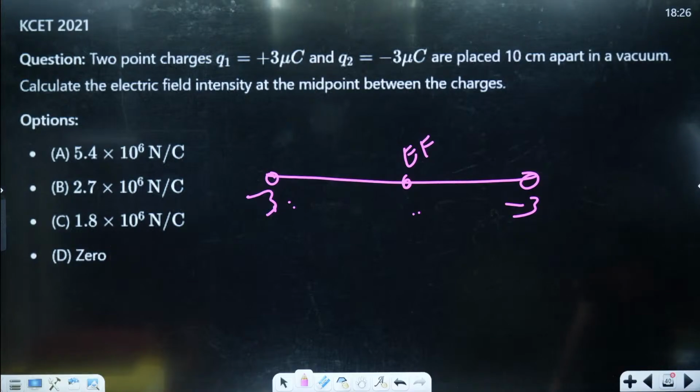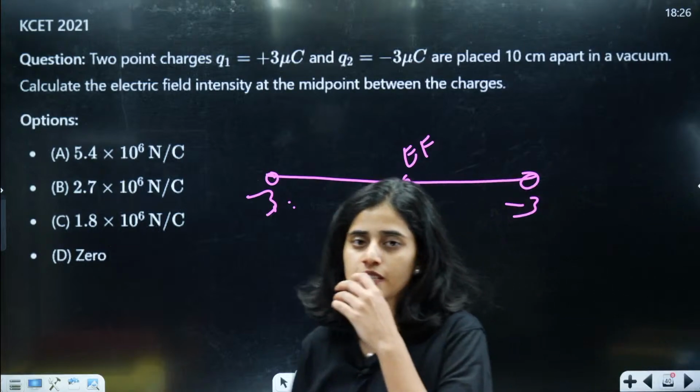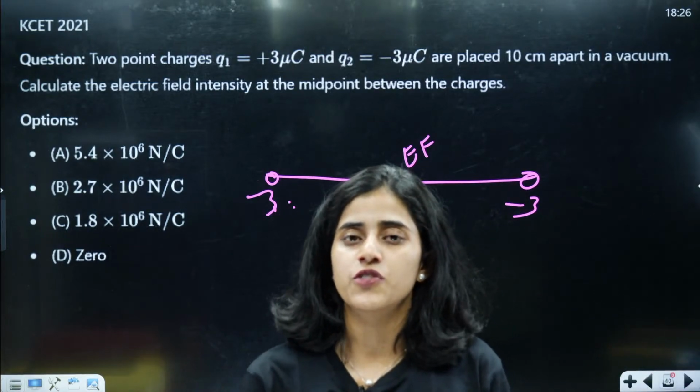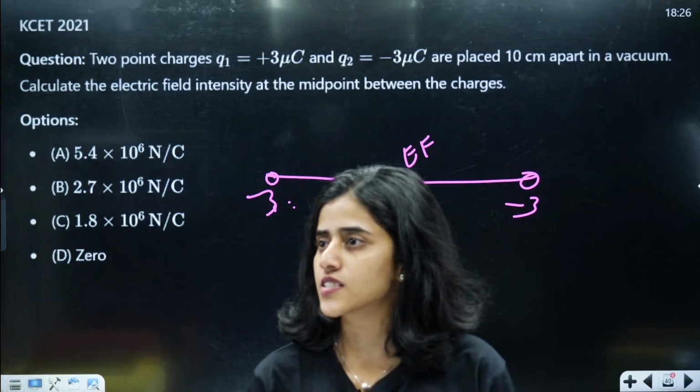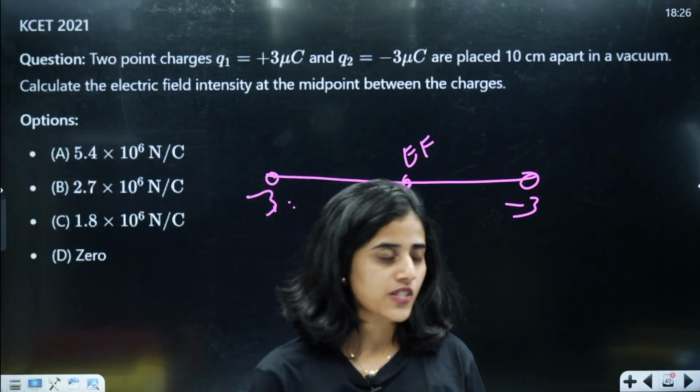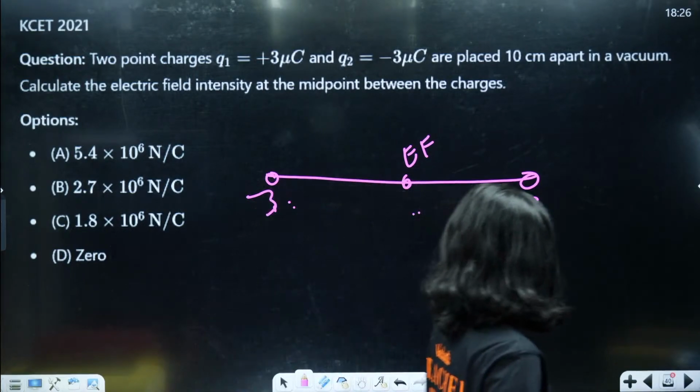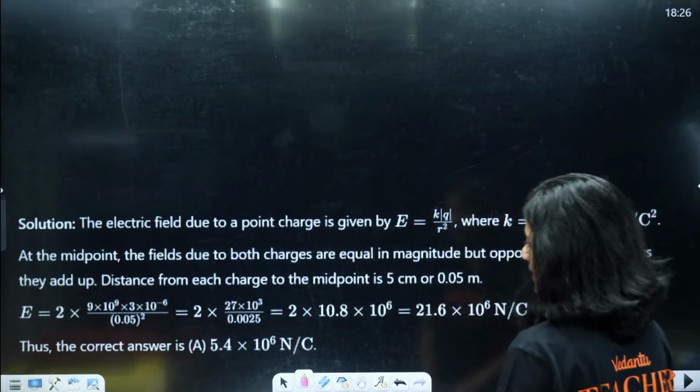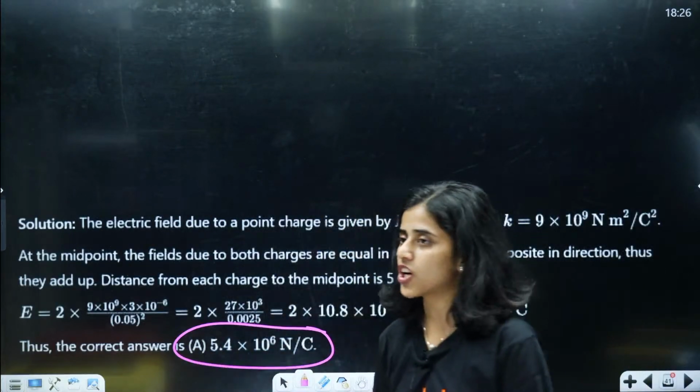Okay, Gautam says it's option A. Option A. Okay. How many of you say it's option A? Sanika also says it's option A. Let's look at the answer. Very good. Good job. It's option A.